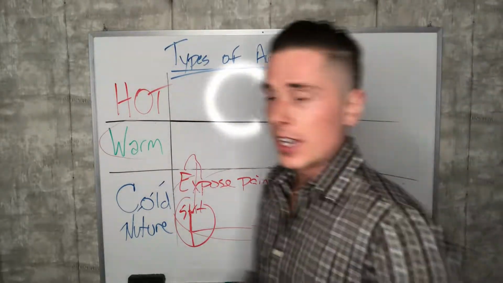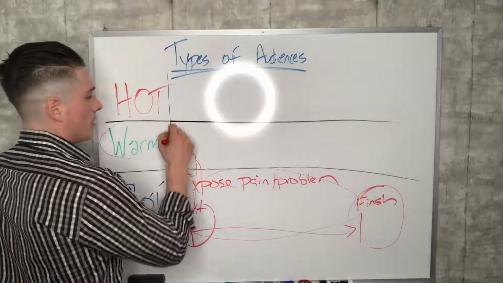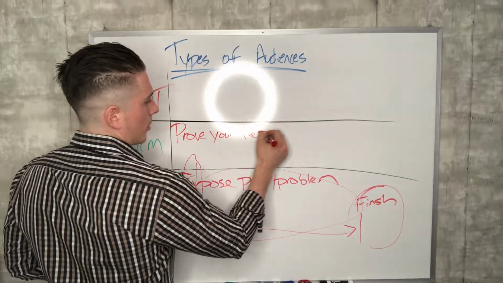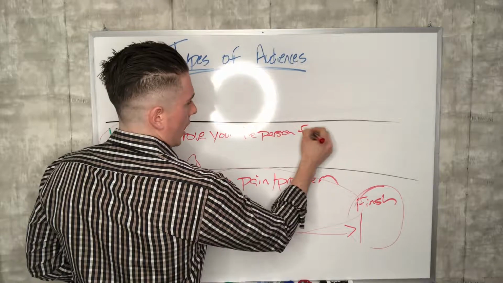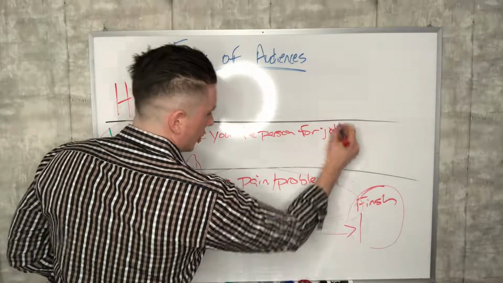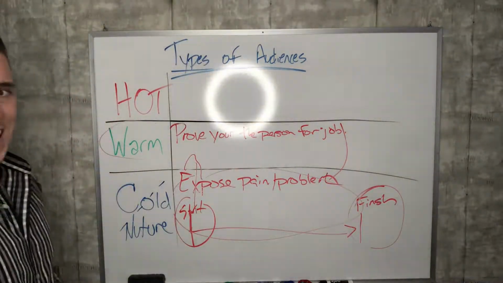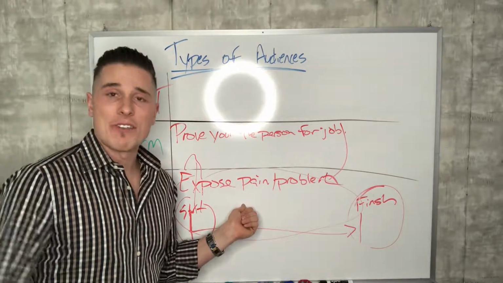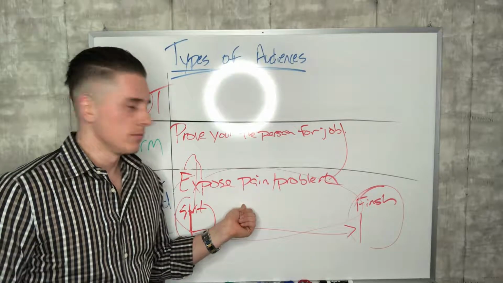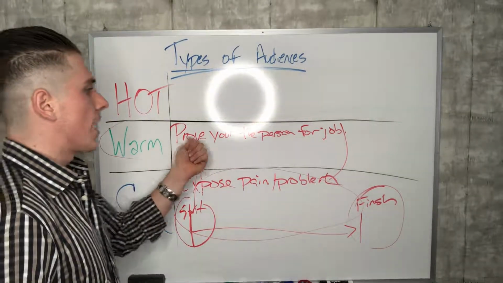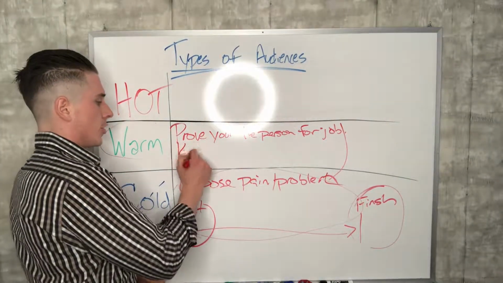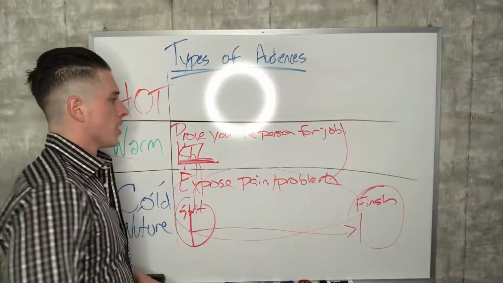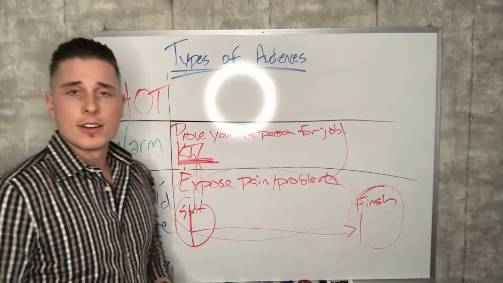The main objective here is to prove you're the person for the job. The job is fixing this problem, filling that gap. They first have to be made aware of it, and then admit that they have that problem. Then you want to prove that you're the person for the job. You want to manufacture know, like, and trust. They already know you from here, but you want to get them to like you better and hopefully to trust you.